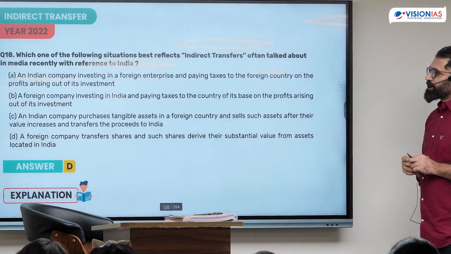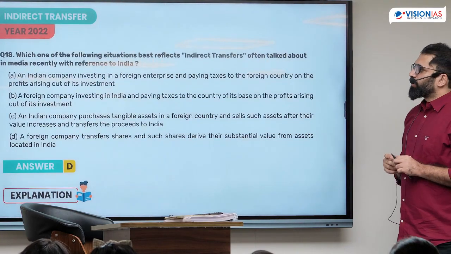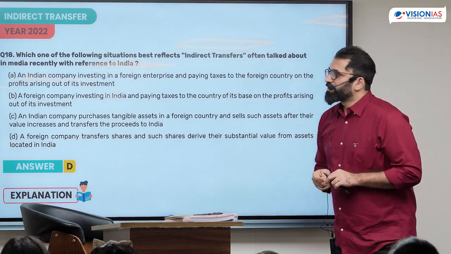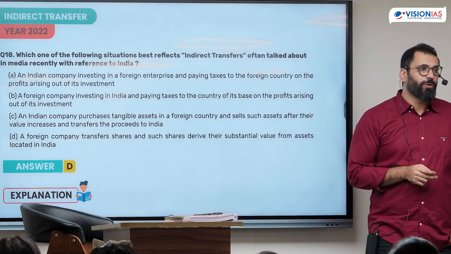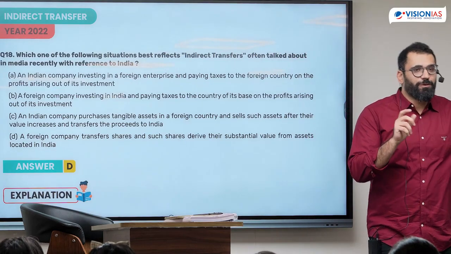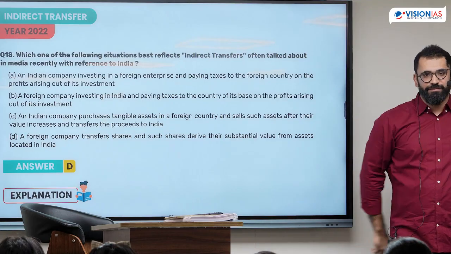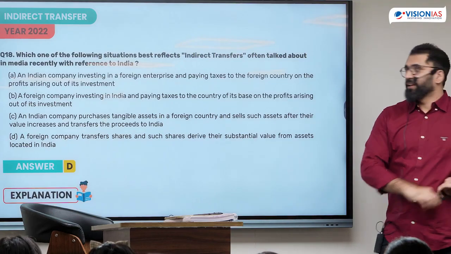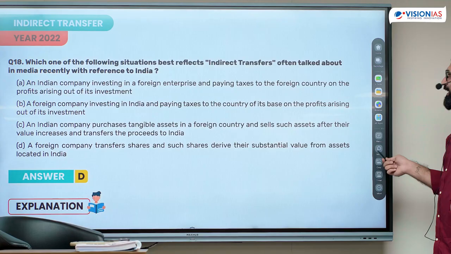Which one of the following situations best reflects indirect transfers, often talked about in media recently with reference to India? The year is 2022. This term has been used since 2012. Indirect transfers. What is this idea? Anyone?